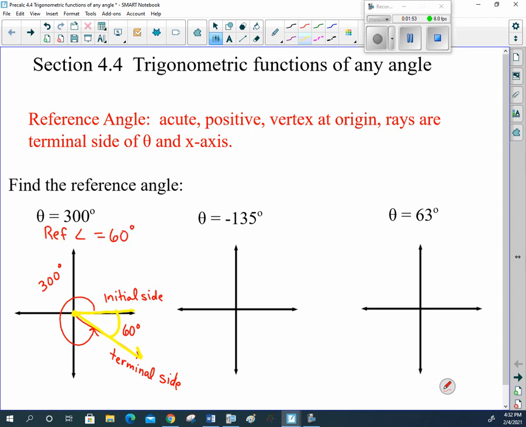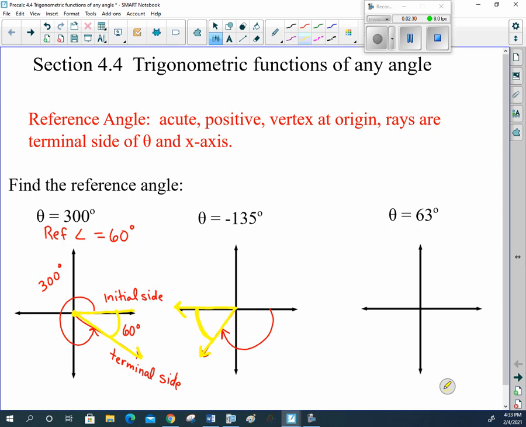So this time theta, I'm going to rotate a negative 135 degrees. So 135 degrees is going to go like this. Okay, so that's my terminal side. Our reference angle always has the terminal side and the x-axis. It didn't say the positive side of the x-axis, it just says the x-axis. So I'm going to need this piece right here. Even though that's not my initial side, that's what makes up my reference angle. So my reference angle is this angle right here.